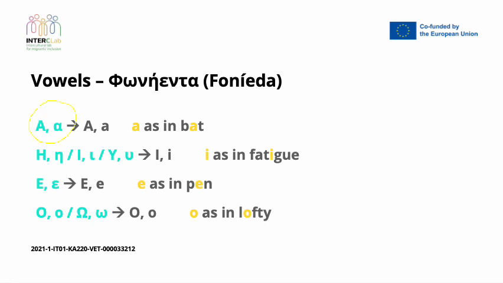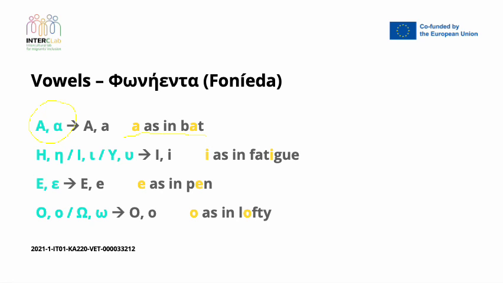Now, on the right side, as you can see, I have some words in English so that you can really nail down how the vowels sound in Greek. So the sound is A, as we say in bat. A. Okay, so that's the first vowel.